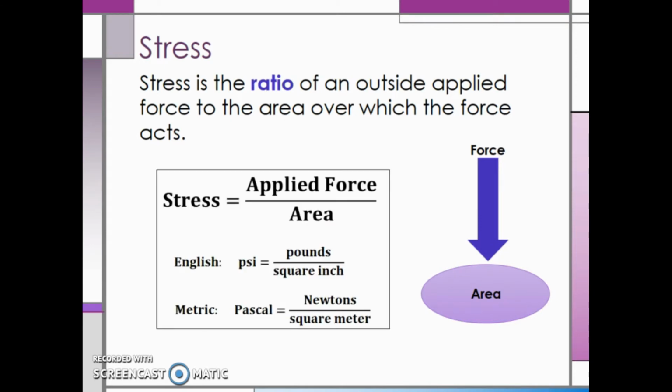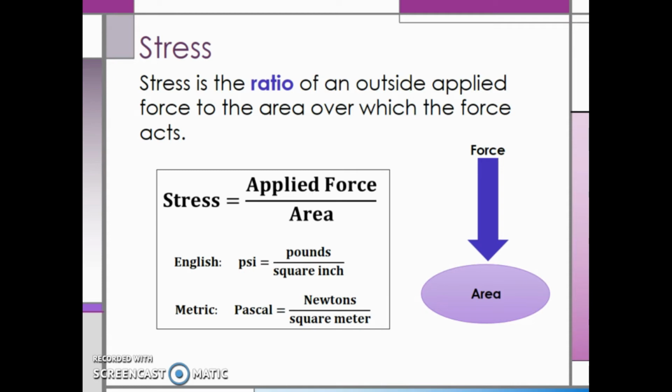In the English system, stress is measured in psi, or pounds per square inch, the applied force is measured in pounds, and the area is measured in square inches. In the metric system, the stress is measured in pascals, the applied force is measured in newtons, and the area is measured in square meters.